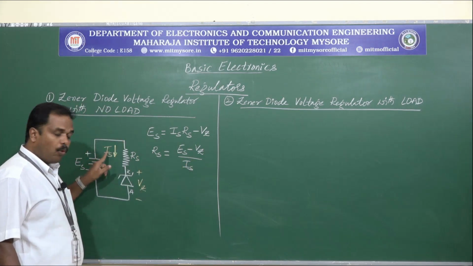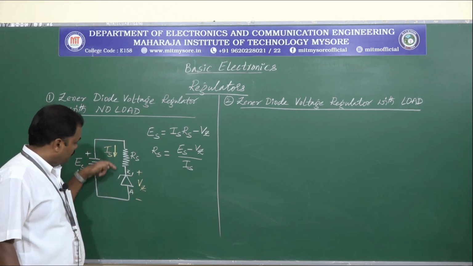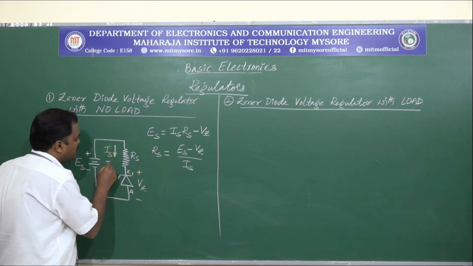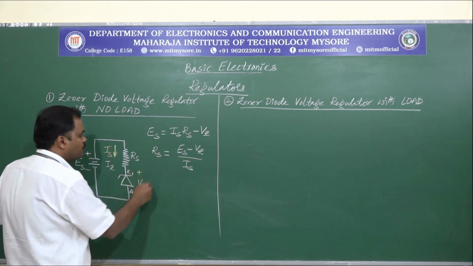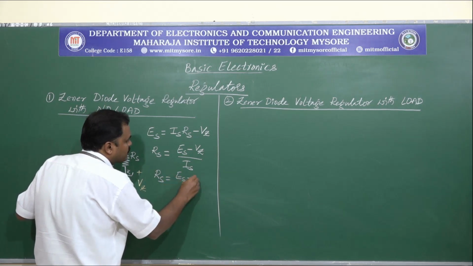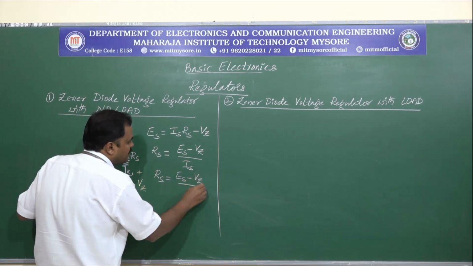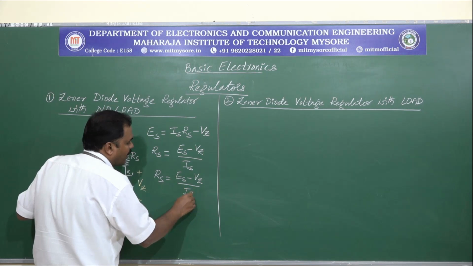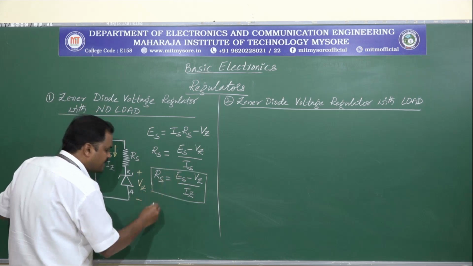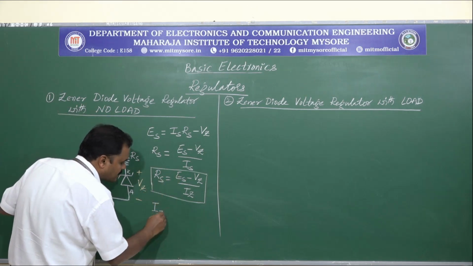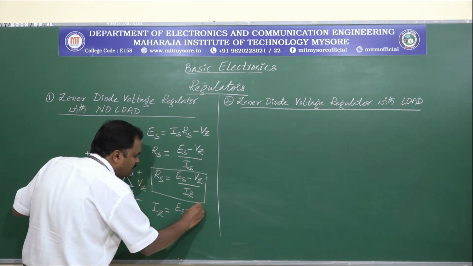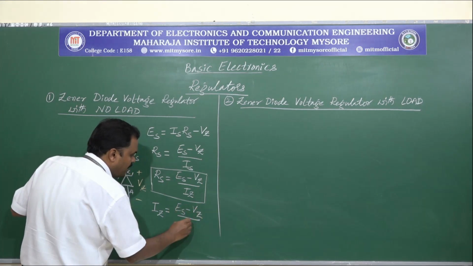Now because this is the only current that is flowing through the circuit through the Zener diode, this can also be represented as IZ. So this equation can also be written as IZ is equal to ES minus VZ divided by RS.